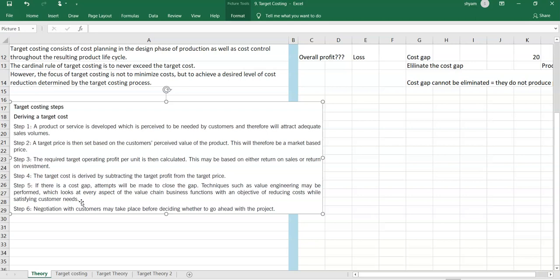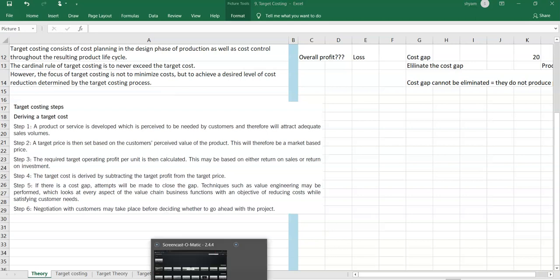So we are trying to reduce the cost, but at the same time we should not compromise on the required quality or the required functionality of the product. Because the customer has said that he will buy a product with the idea of a desired quality and a desired functionality, we should never at any point of time compromise those elements here. And the last one is negotiation with customers, which may take place before deciding to go ahead with the project. So finally, when we are going to produce a product, we have to show the prototype to the customer, and if they like it, then we could go ahead with the product.